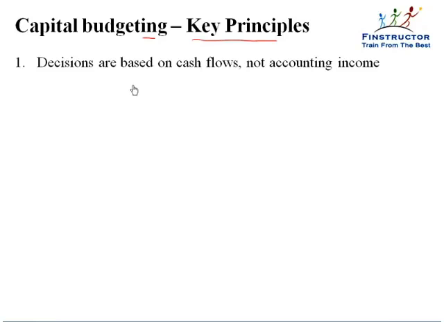Very important, arguably the most important 2 slides of today's review, that is the key principles of capital budgeting. You must always remember this. First, and please commit them to memory, decisions are based on cash flows, not net profit or accounting income. So net profit doesn't matter, guys. What is the cash inflow and the cash outflow that the project will deliver is what we are interested in.